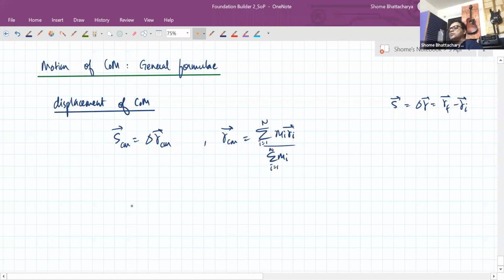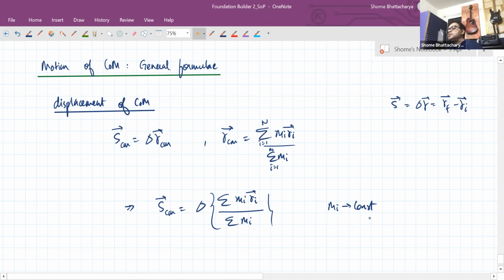So accordingly, the displacement of the center of mass is delta of this quantity, summation mr divided by summation m. Now notice that these are constant. The mass of individual particles is not changing with time, we are assuming. It's not like an exploding system or something like that.